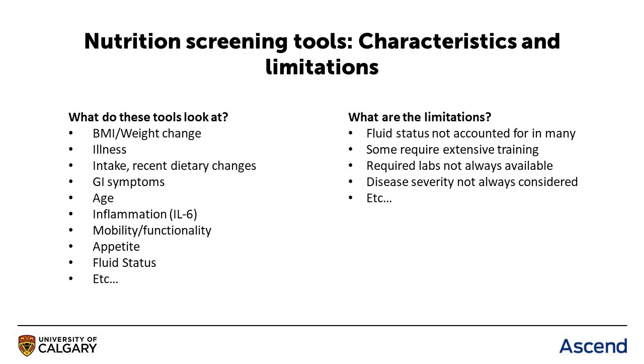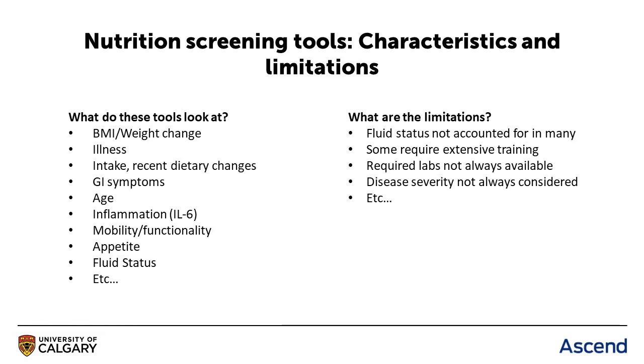So what are the limitations of various screens? Why are so many screening tools developed? Because not one screening tool serves every patient population. And that's the big thing that we're seeing in cirrhosis. Fluid status is not accounted for in most nutrition screening tools. And because many patients with decompensated liver disease, which are the ones at higher nutrition risk, have some form of fluid retention, weight and BMI is just a very insensitive marker.